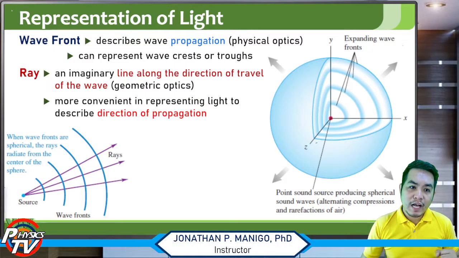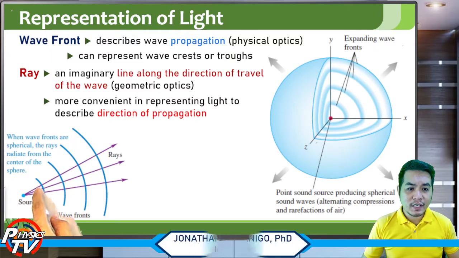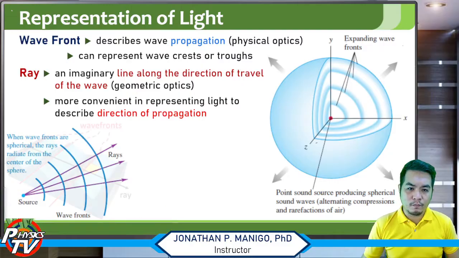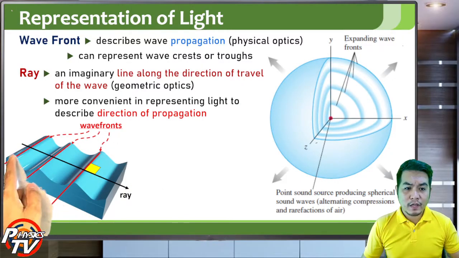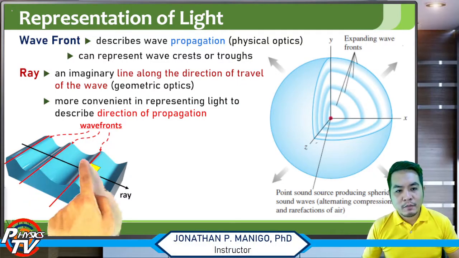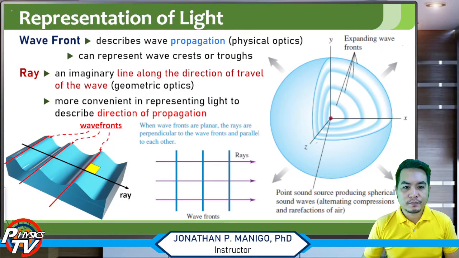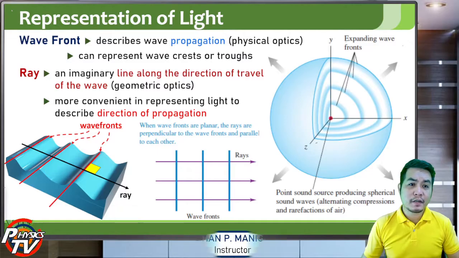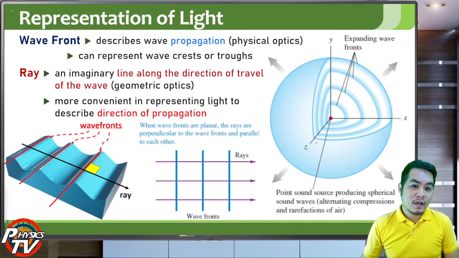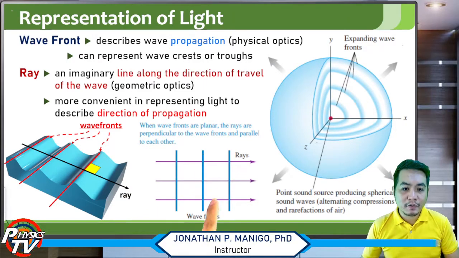Instead of representing light as wave fronts, it's more convenient to represent light in terms of rays, because you're just looking at the direction of propagation. If this is your electromagnetic wave, these are your wave fronts, and the ray will be perpendicular to that wave front. Always, wave fronts and rays are perpendicular to each other. From this moment on, we will just represent light using rays. But that means that if we have a ray in this direction, there will be a wave front perpendicular to that ray.